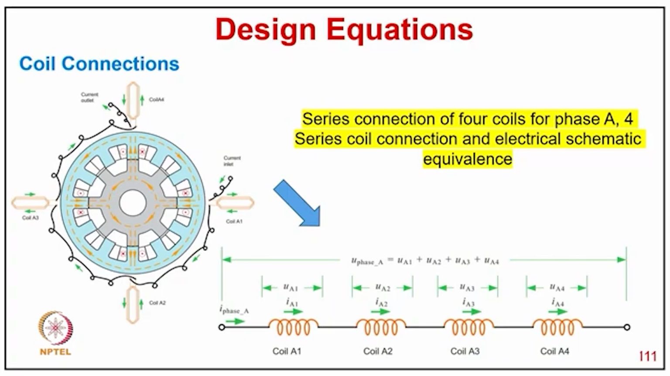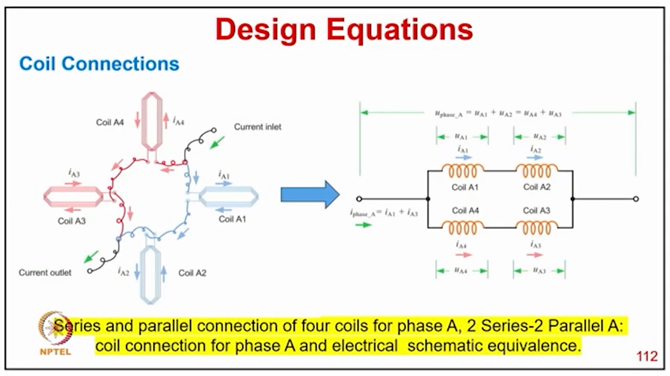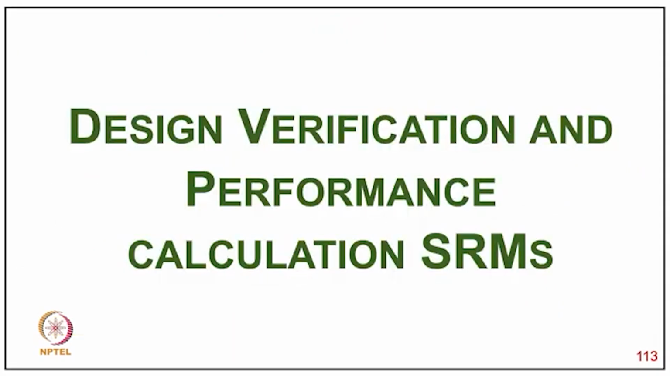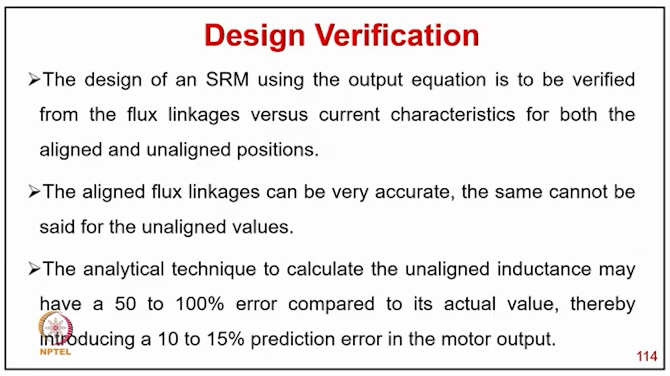Coil 1, 2, 3, 4, the coils of phase A: A1, A2, A3, A4. Similarly, you can see how the current flows typically in different parallel paths. The connection is shown with two coils in series and parallel. So the series and parallel connection of phase A, two series to parallel, depends upon the voltage and current rating of the machine.